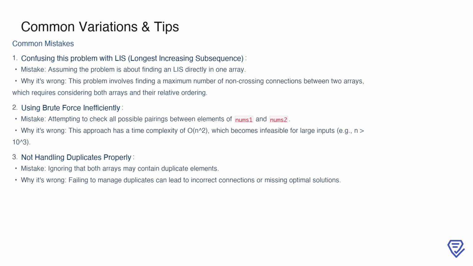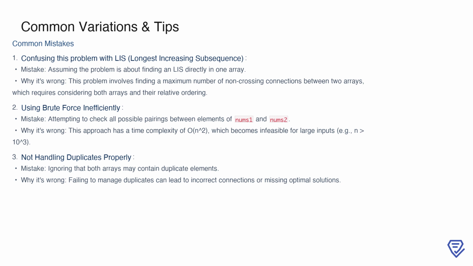Another frequent mistake is relying on a brute force approach to check all possible pairings between the elements of nums1 and nums2. While this might seem like a straightforward solution, it becomes computationally expensive very quickly, with a time complexity of O(n²).